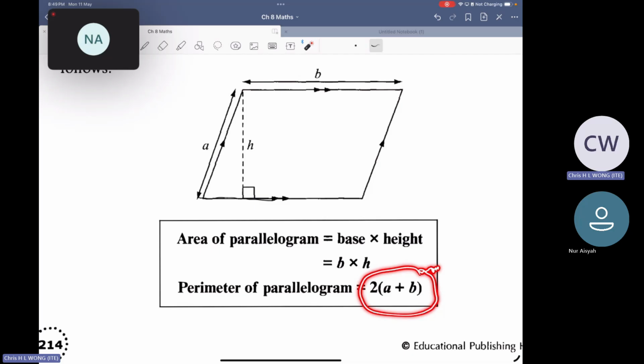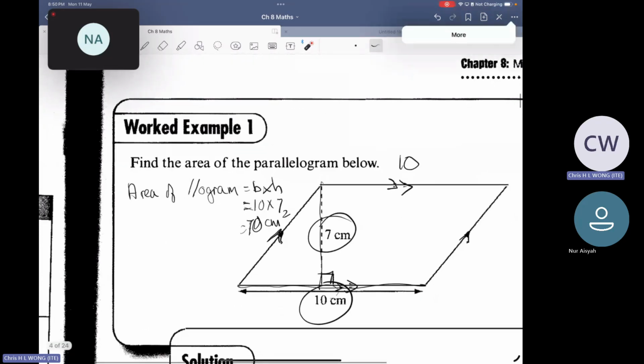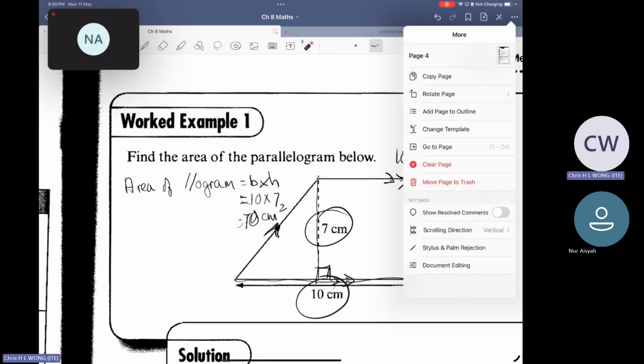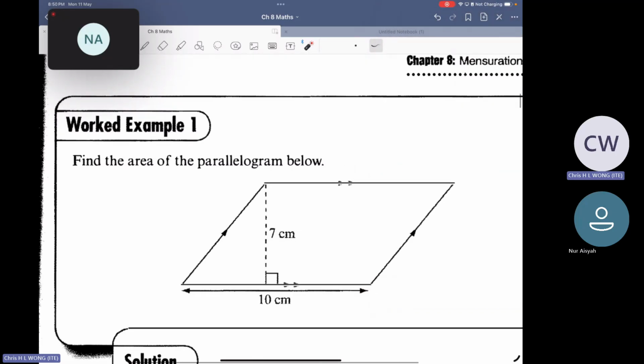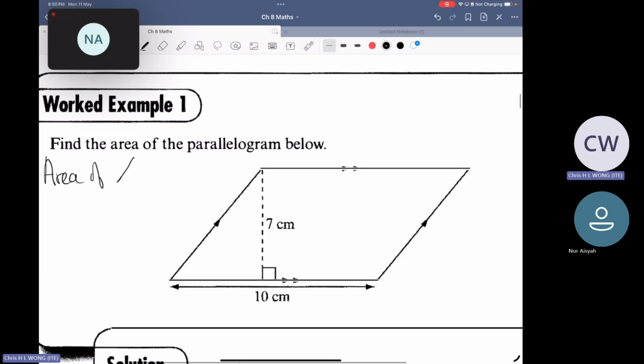Okay. With that, shall we start calculating? Okay, let's do the first one. Clear the page. Okay. Find the area of the parallelogram. If you write the area of the parallelogram, you're probably going to write the whole word. No need to spell the whole thing. Just say parallelogram, short form. Okay?